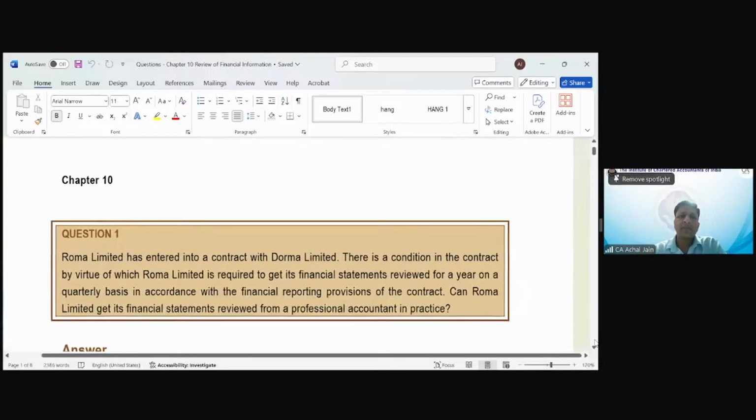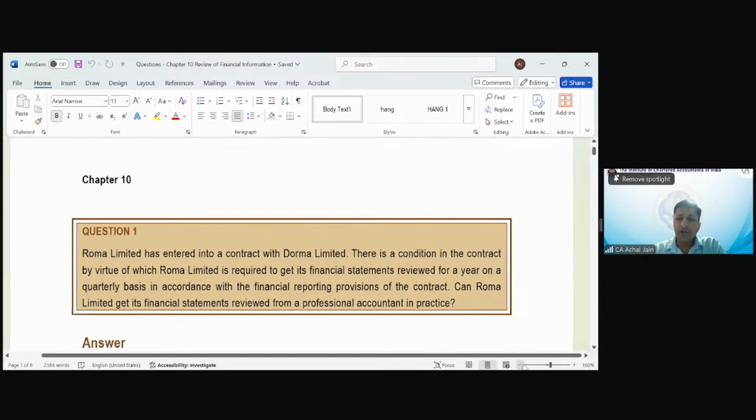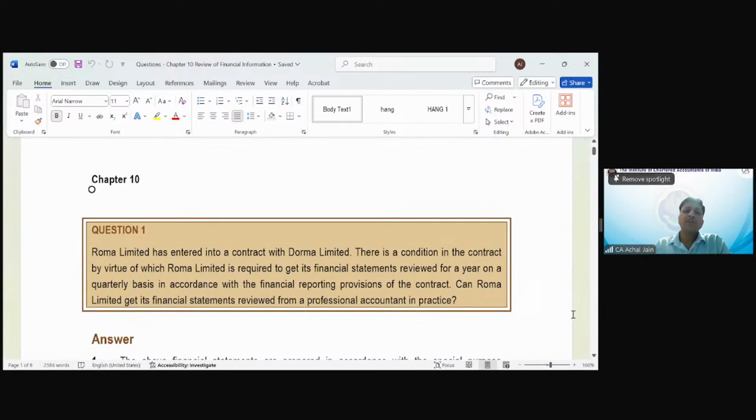Roma Limited has entered into a contract with Dorma Limited. There's a condition in the contract by virtue of which Roma Limited is required to get its financial statements reviewed for a year on a quarterly basis in accordance with financial reporting provisions of the contract. Can Roma Limited get its financial statements reviewed from a professional accountant in practice? Over to you.